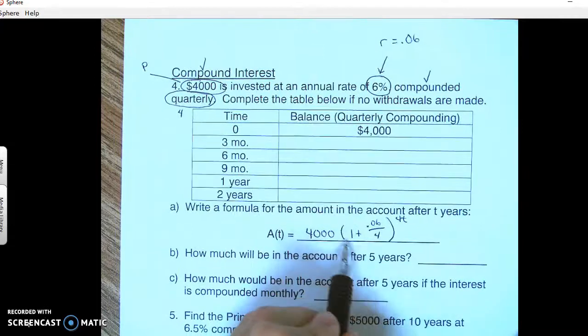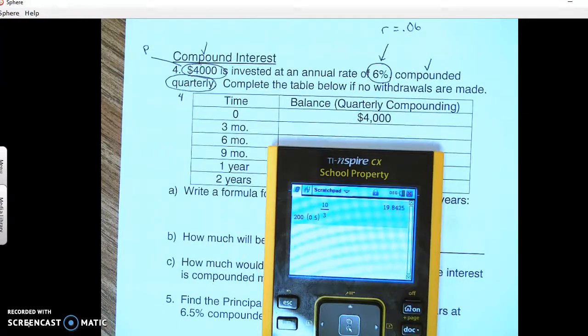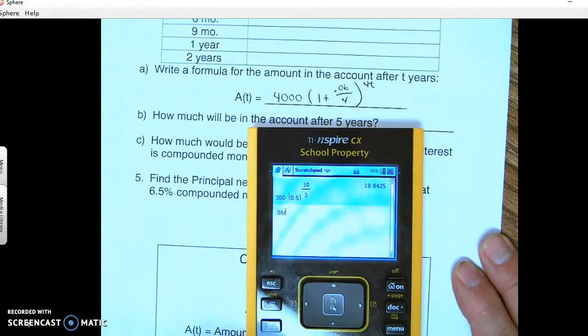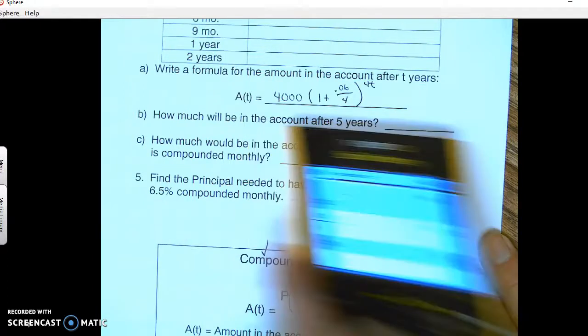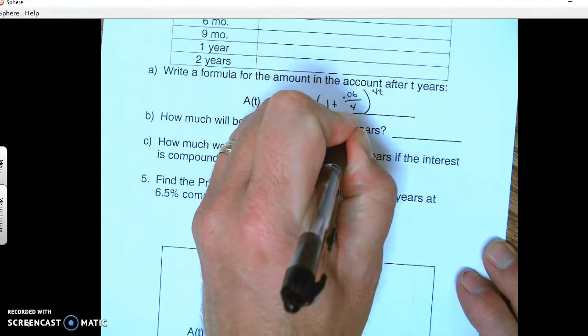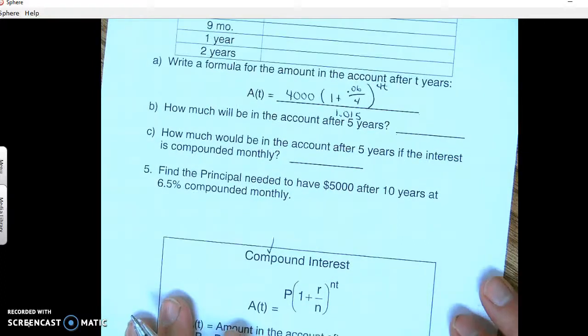Remember, what's inside the parentheses here is our base. So if we really wanted to calculate what that base is, we're going to simplify that quantity there. So 1.015, which is a number greater than 1. So we do have a growth here.